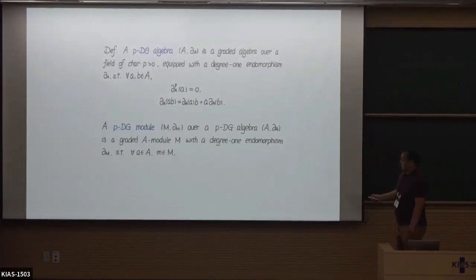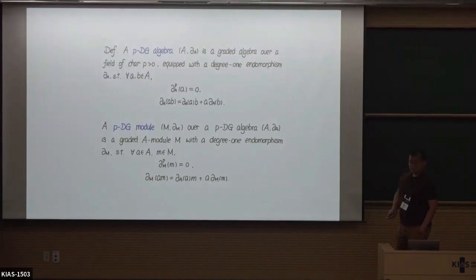Similarly, a p-dg module over a p-dg algebra is going to be a graded module equipped with an endomorphism d_M, such that d_M to the pth power is identically 0, and d_M is compatible with the A action in the following sense.